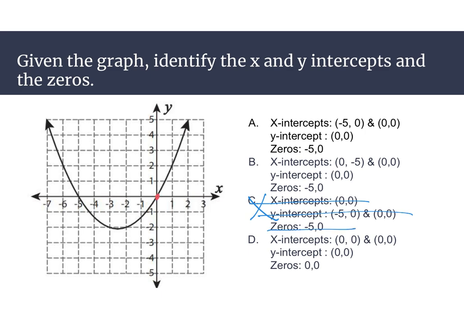So I have my x-intercepts, which is happening at (0, 0) and (-5, 0). And then it just so happens that my y-intercept is also at (0, 0), because that point is cutting through the origin. And then my zeros are just whatever my x-intercepts are. So x is basically -5 and 0. So the only answer choice that fits all of this criteria would be A.